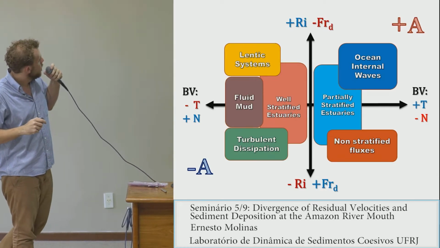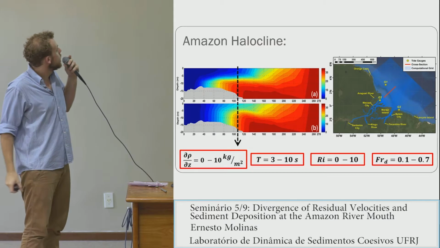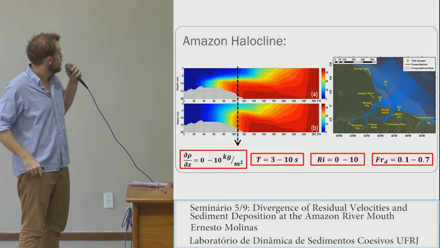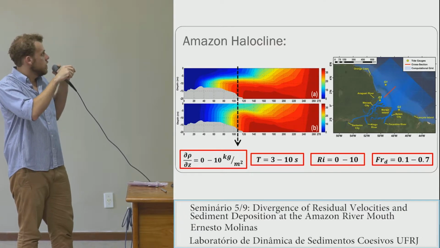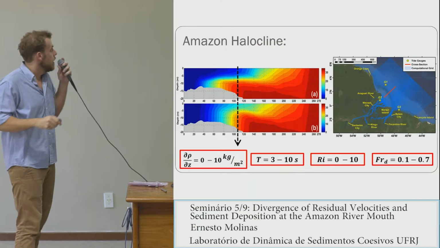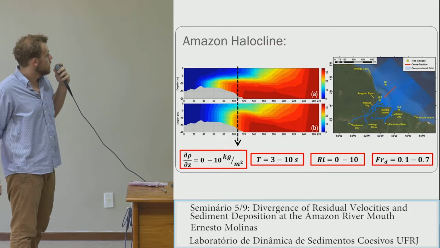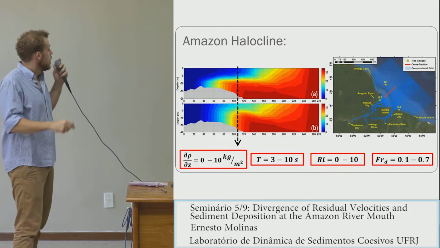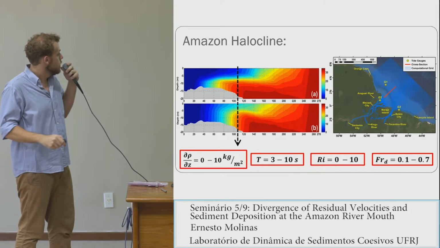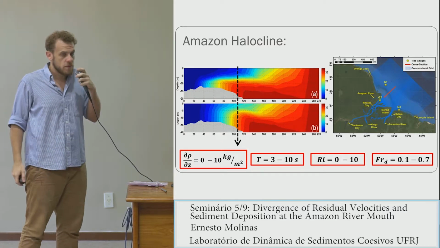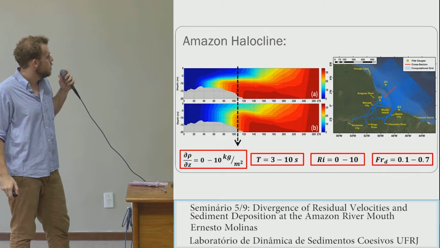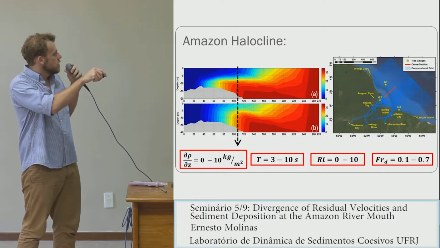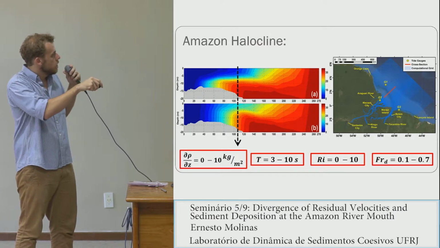Well, these are the properties of the Amazon shelf. We are talking about density gradients from almost zero, during spring tides in some places, to almost 10 kilograms per cubic meter during neap tides, 3 to 10 seconds of Brunt-Väisälä periods, and Richardson numbers ranging from 0 to 10.